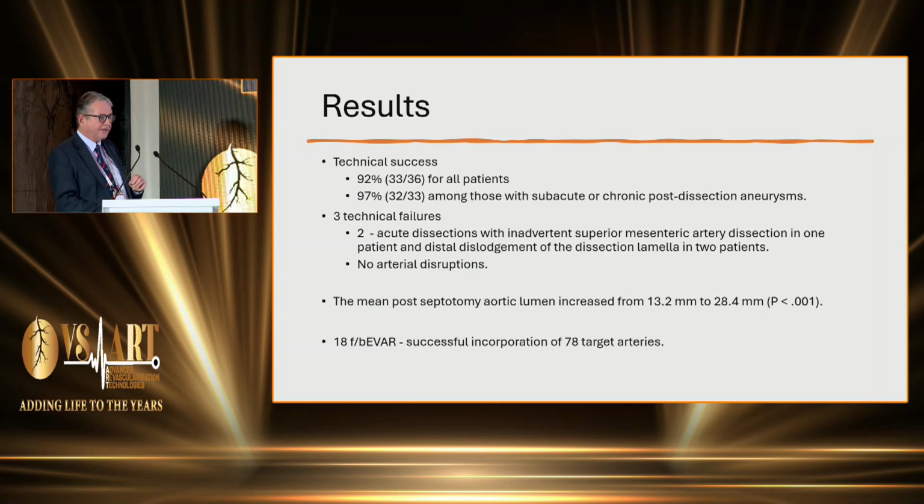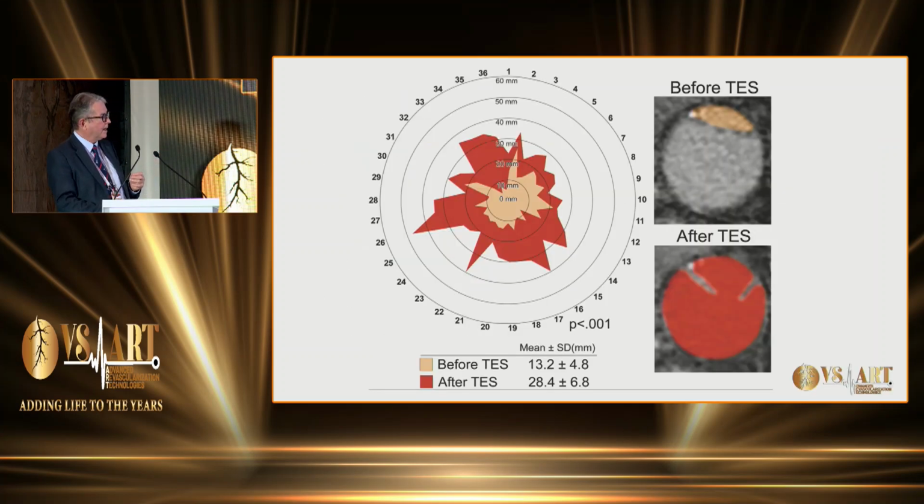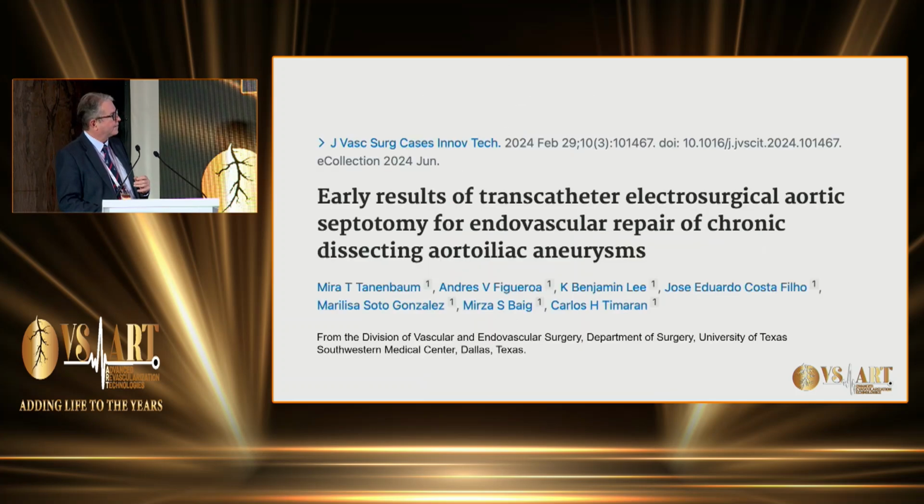And also they did 18 FEVARs and BEVARs associated with this, and they had successful incorporation of all 78 target arteries at that time. And this is just a little graphical indication of each of the patients. The orange in the middle shows what the lumen was like for each of the patients before the electrical septotomy, and the red is what the lumen was like after. And you can see that the true lumen is significantly increased following this procedure.